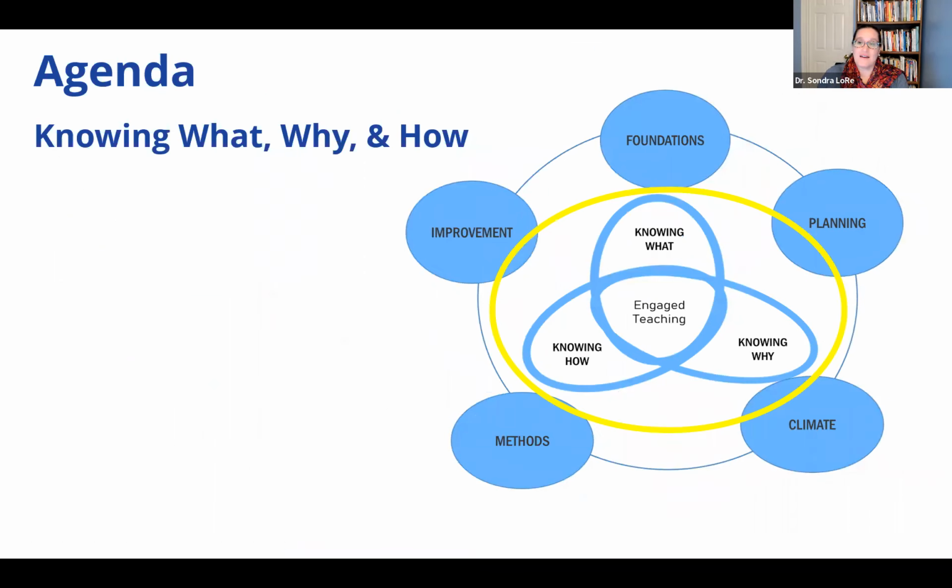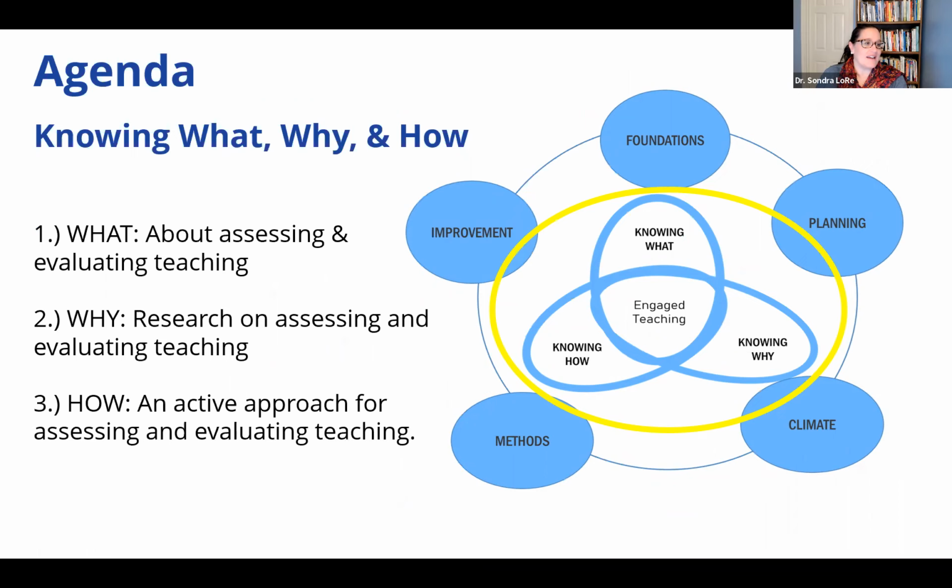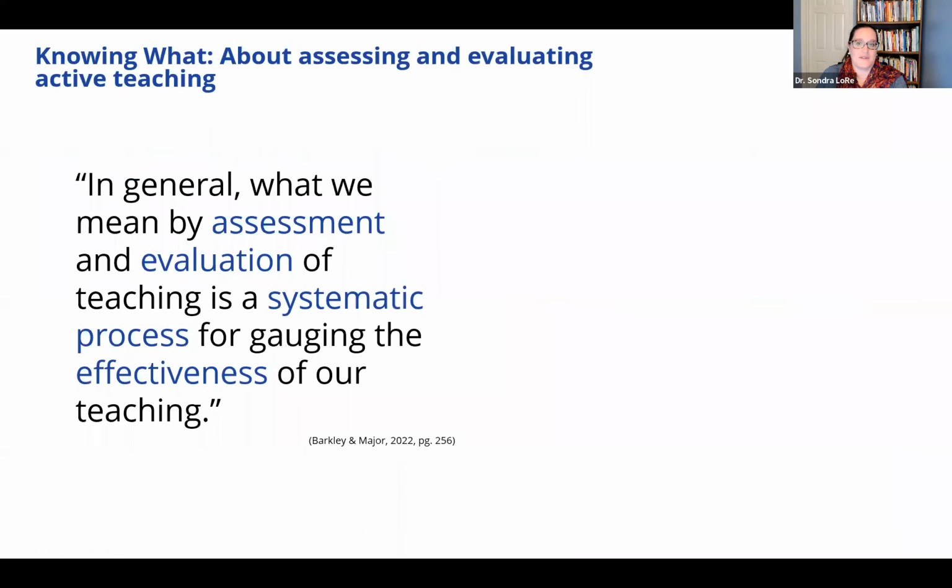And then our agenda follows our typical pattern of talking about knowing what, knowing why, and knowing how about assessing and teaching. So we talk about what that is, why we care about assessing or evaluating our teaching, and how to go about having an active approach to that, being proactive and gathering data formatively.